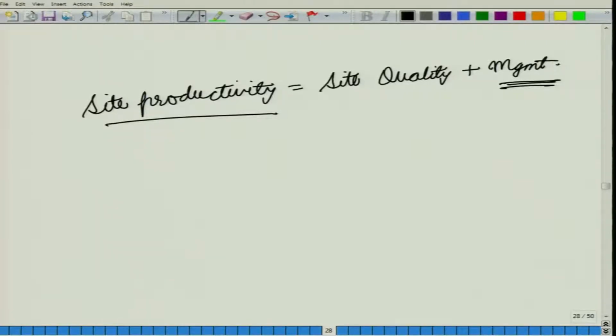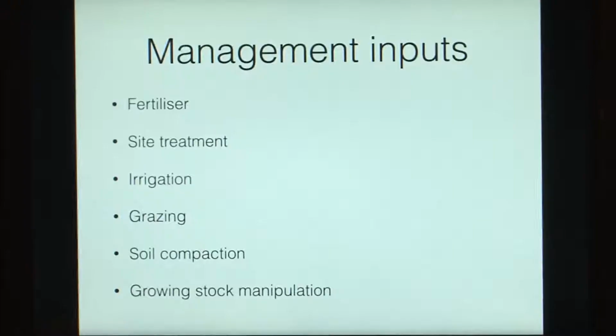So, what are the kinds of management inputs that you can give to a site? Here they are. You can apply fertilizer. If you apply fertilizer, the productivity from that site will increase. You can have some other sorts of site treatment. For instance, you can plow a particular piece of land. That kind of site treatment will also increase the productivity.